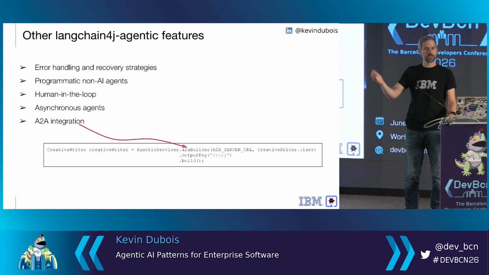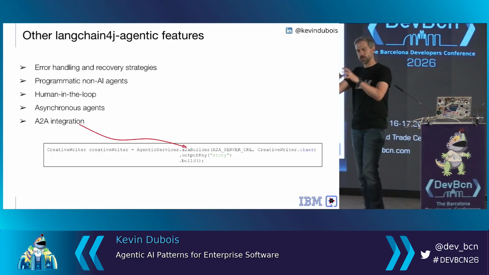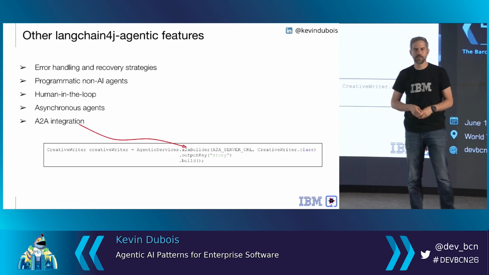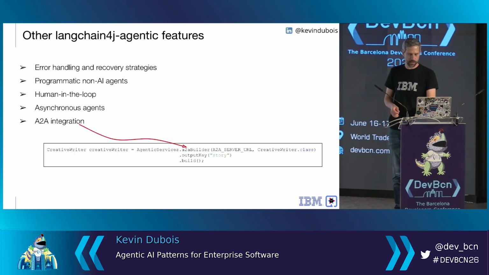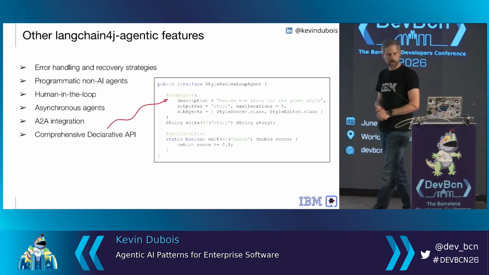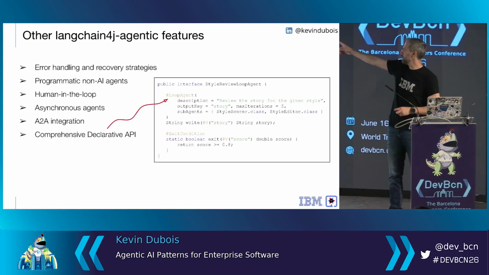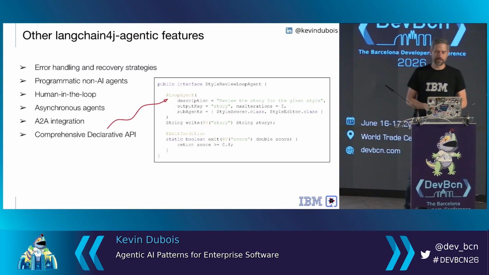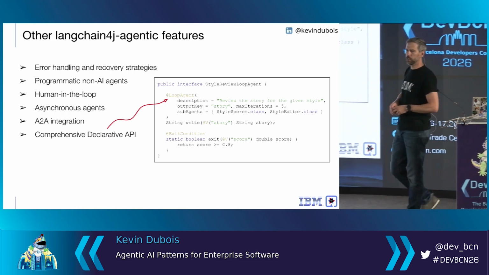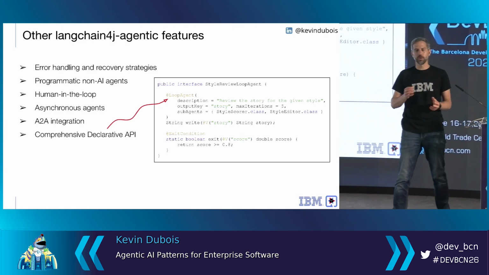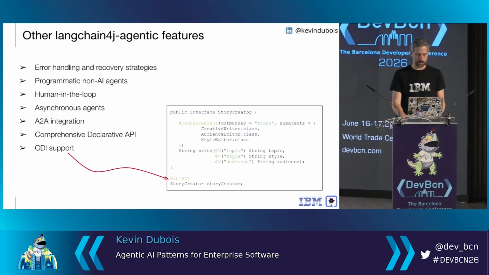A2A I showed as well, that's the protocol to use external agents, so that you can create a distributed system of agents, or maybe you want to use an external agent from a different provider, and that's fully supported as well. I showed the declarative API, using annotations, which in my opinion is cleaner, but the programmatic way with the agent builders is a little bit more advanced, so it depends on your use case and your scenario. You can also mix and match those things.